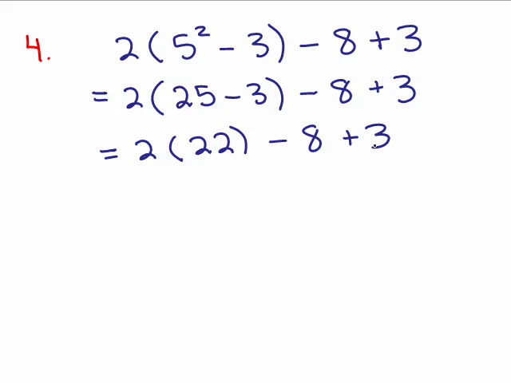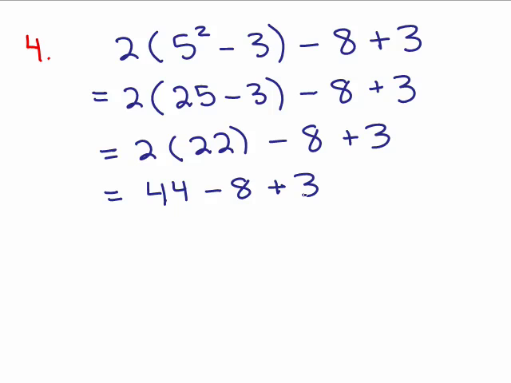All right, so we've simplified within parentheses. Next, you see if there are any more exponents, and there are none. Next, you look for any multiplication and division, and there is one multiplication, 2 times 22. So we do that next. 2 times 22 is 44, minus 8 plus 3. And now we have some subtraction and addition.